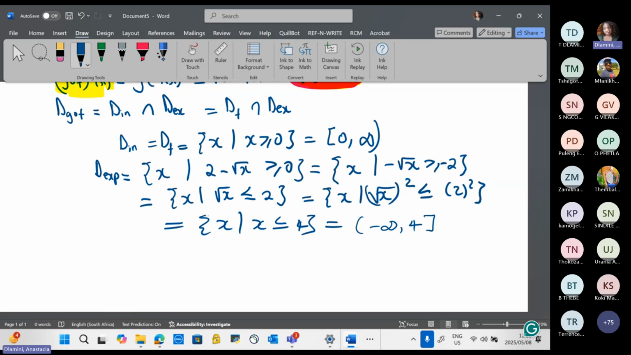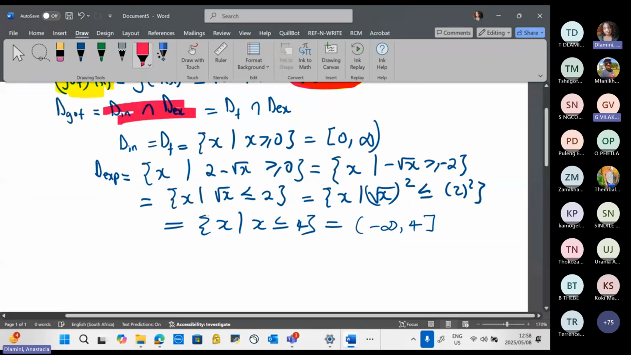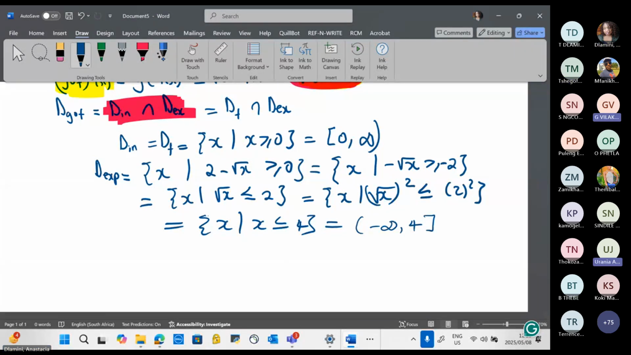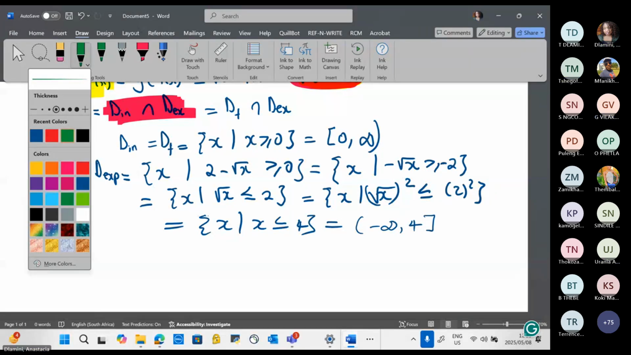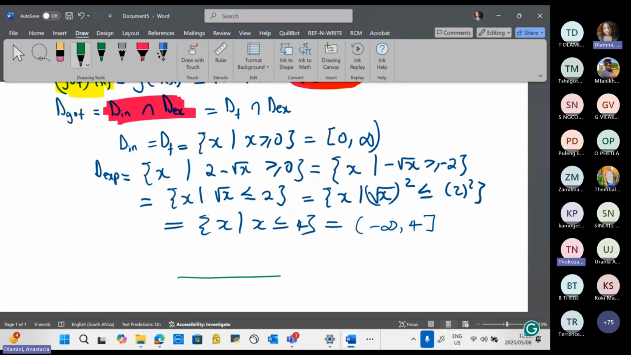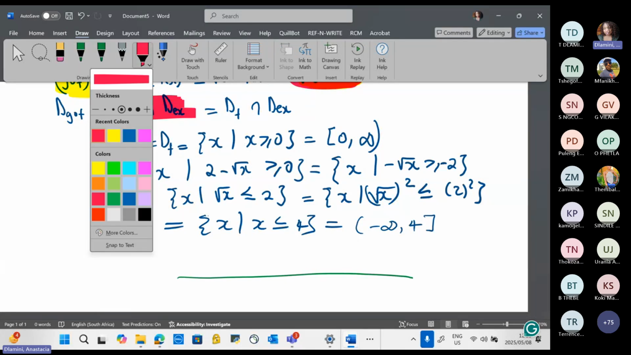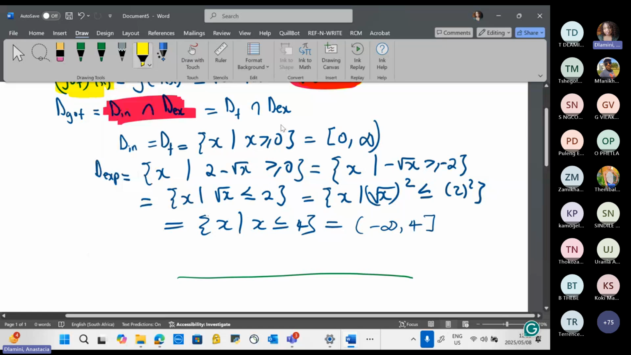Isn't it that the domain of the composition is the intersection of the two? We found our two domains. Let's find the intersection. Should we draw a number line? Okay, let's draw the number line, guys. Here's the number line. Which domain are we starting with? Remember, we're drawing the two domains on the same line. One will be yellow, one will be the other color. Let's start with the inner one.